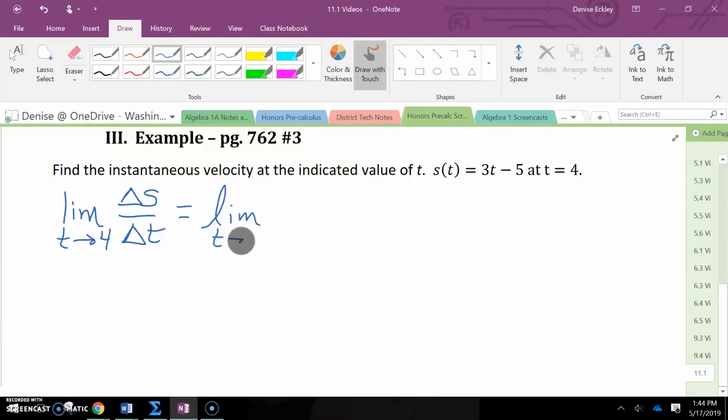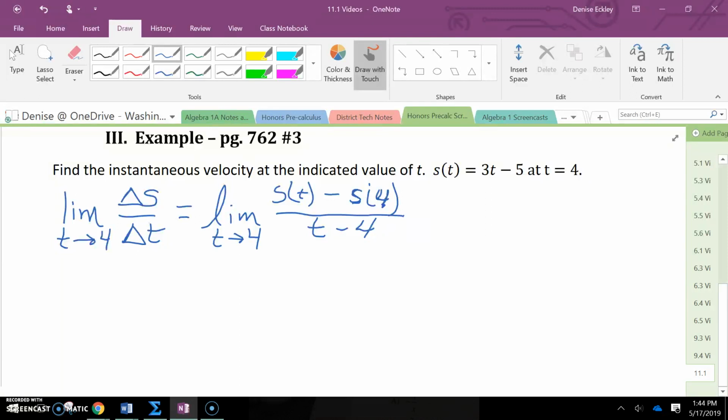So we're going to take the limit as t approaches 4, and we're going to use our slope equation. So we're going to use s of t, which we're going to change the t value, minus the value at our indicated t, which is 4. And we're going to divide that by that changing t minus our time of 4.